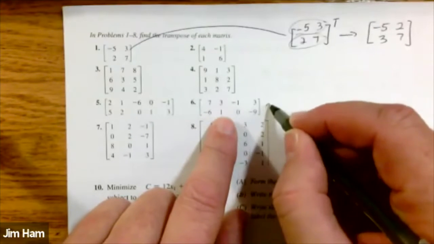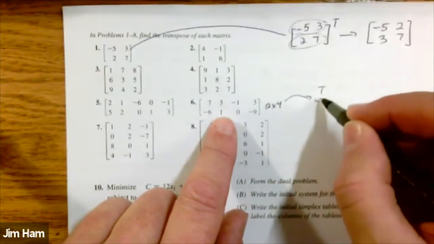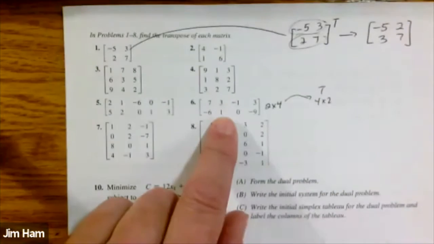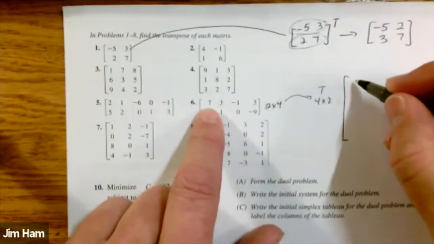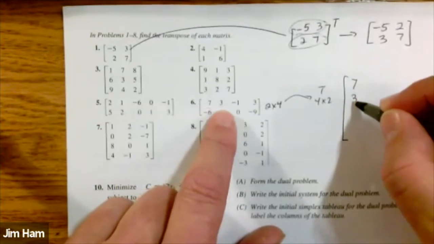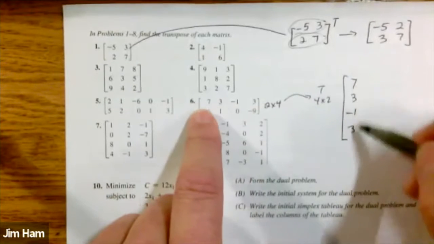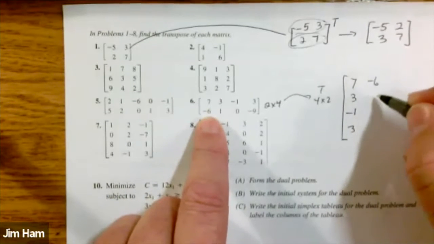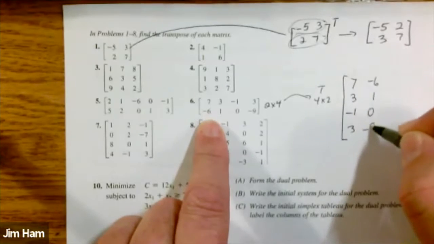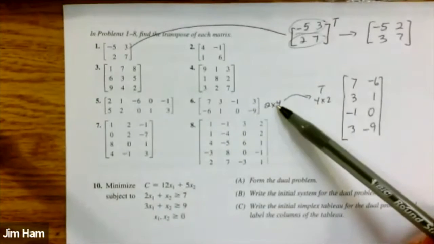In a problem like 6, if this matrix is 2 by 4, then the transpose will just flip those numbers and be a 4 by 2. So you would take the first row, 7, 3, -1, 3, and it becomes the first column in the transpose. Take the second row, and you get this. So this here is the transpose of this matrix.